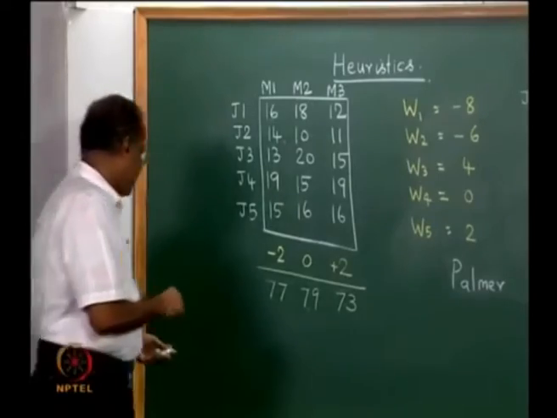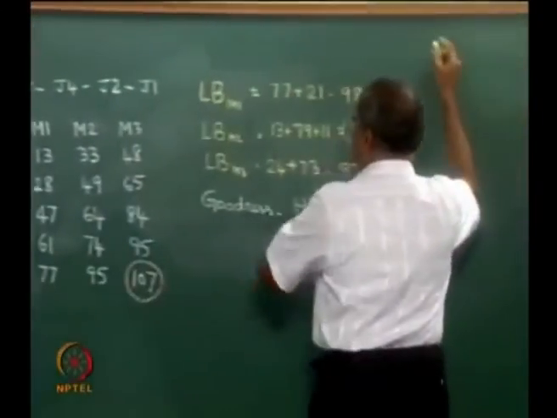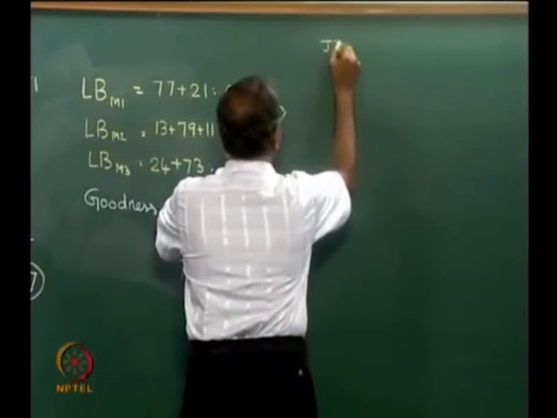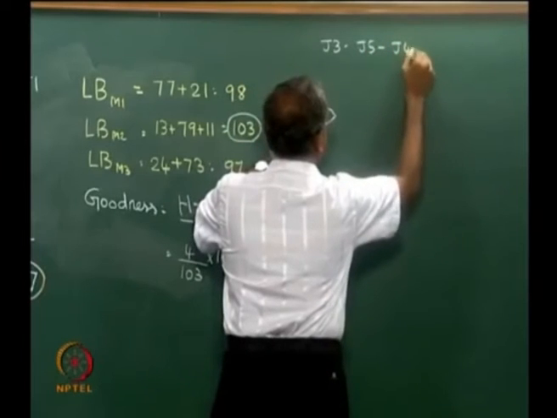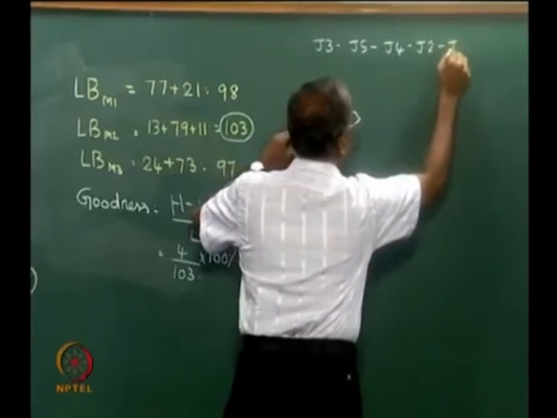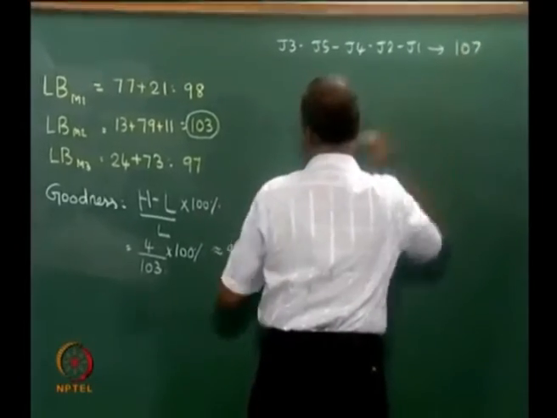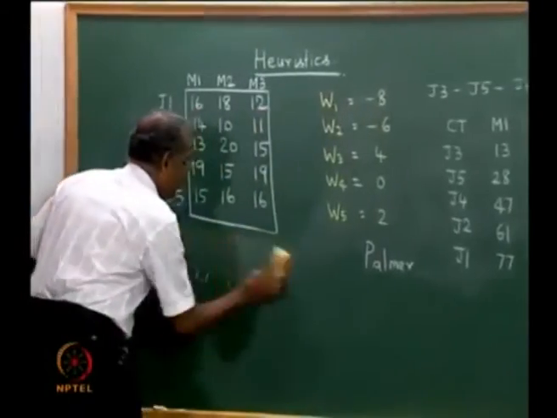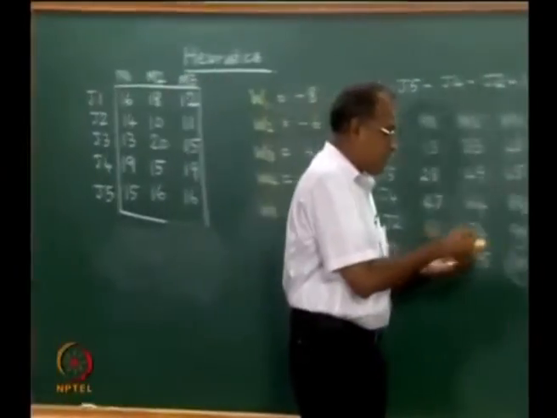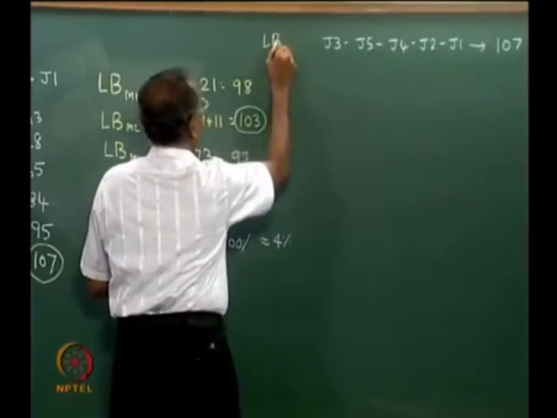Now, let us go to another algorithm. Let us simply retain this solution somewhere, and let us write this solution here, which is J3, J5, J4, J2, J1 with makespan equal to 107. Now, let us go back to another algorithm and see what we do. Let us also write that our lower bound is 103 that we have.